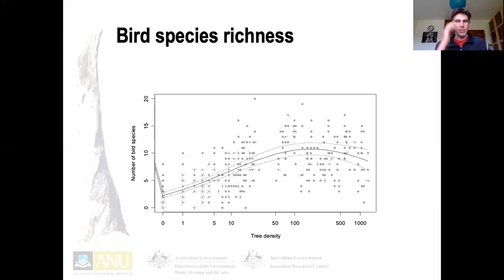First of all, let's look at birds. Birds are interesting in the sense that you have this peak density of bird species richness, not at the highest tree densities, but at intermediate tree densities. So if you have intermediate tree densities, you get the most birds, and that's because some species are adapted to basically low or no trees. Some birds are adapted to really high densities of trees, and many can sort of handle this intermediate density, which is typical for woodlands.